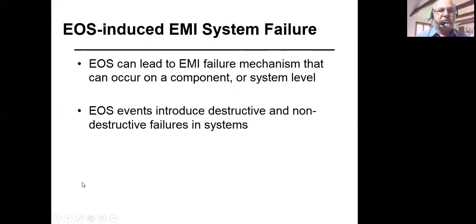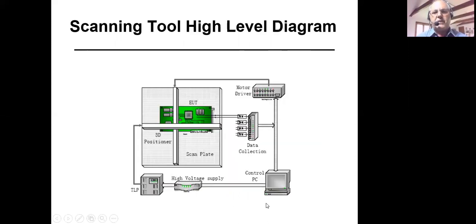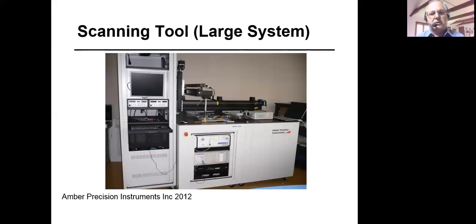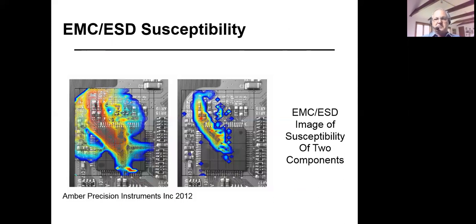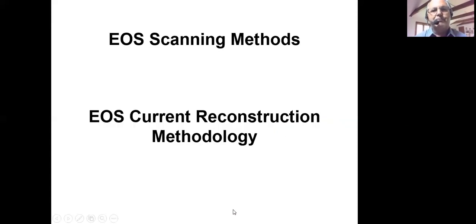Another thing that's of growing interest is EOS-induced EMI system failure. Here's an example of a scanning system that basically introduces a pulse into a chip to see the response. Here's one of the early versions of a large scanning system by Amber Precision. Here's a smaller version that came out later. And this is what the characteristic looks like. Basically, the armature produces a small electromagnetic pulse, and the image you're seeing is the region of a chip that is impacted by the pulse waveform.